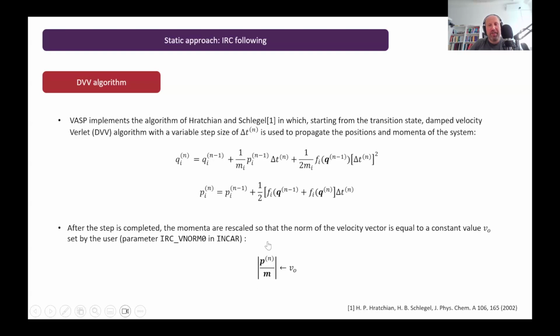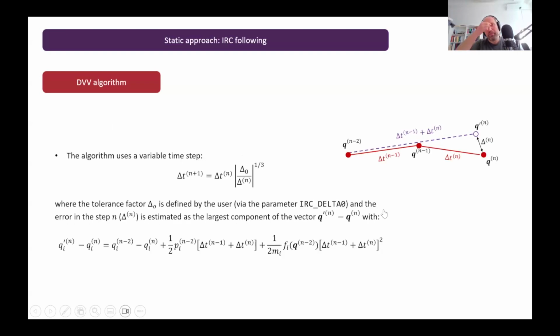After every step, we rescale velocities to have a constant value, V0, and this constant value should be provided by the user. The smaller the value, the more accurate the calculation.